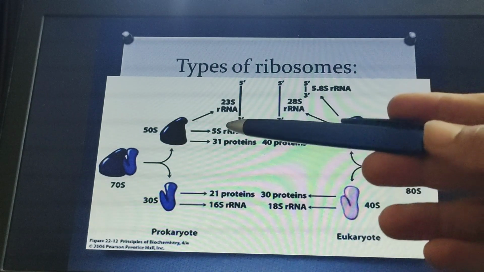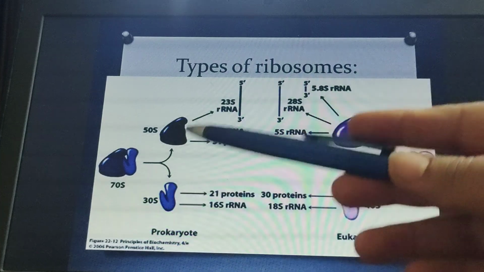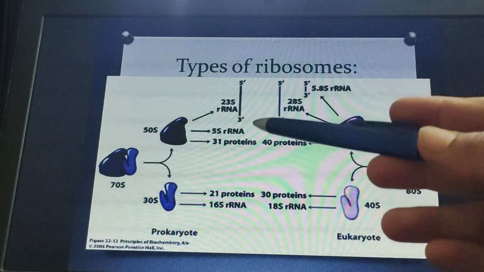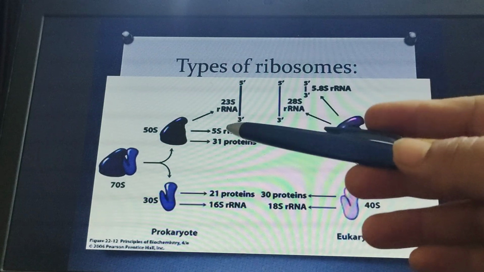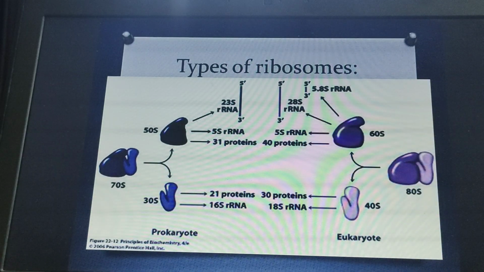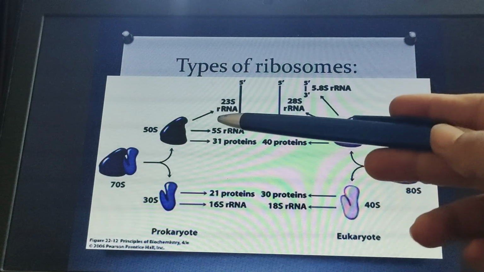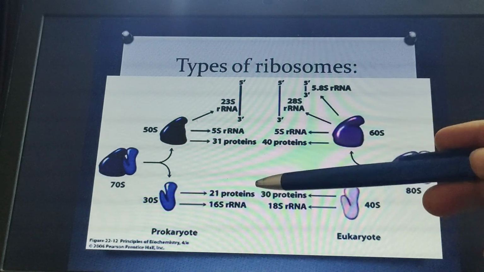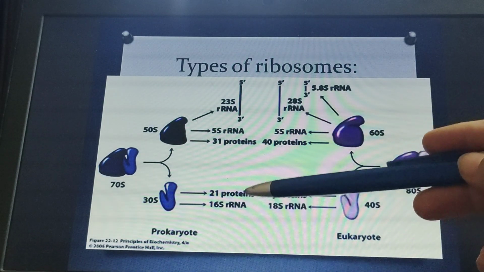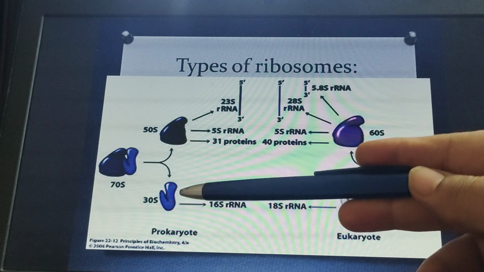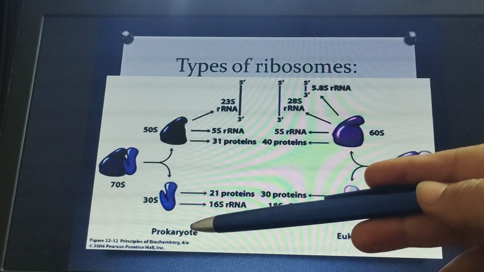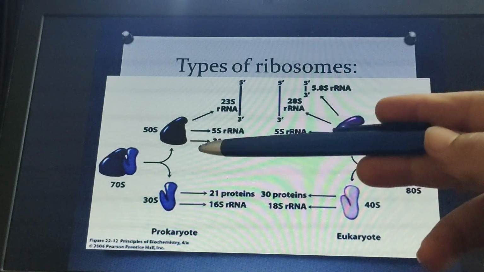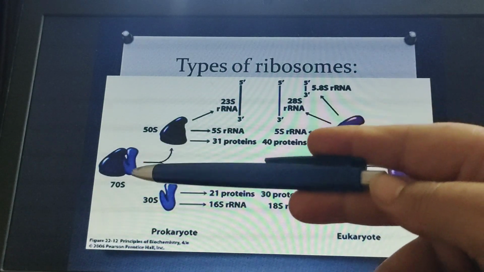Further, the larger subunit of the 70S ribosome is made up of 23S rRNA, 5S rRNA, and 31 proteins. That means there are two strands of rRNA, one is 23S, another is 5S, and 31 proteins combine together to make the 50S subunit. Simultaneously, 21 proteins and the 16S rRNA combine together to make the 30S subunit of the prokaryotic ribosome. When these join together, they make the 70S ribosome.